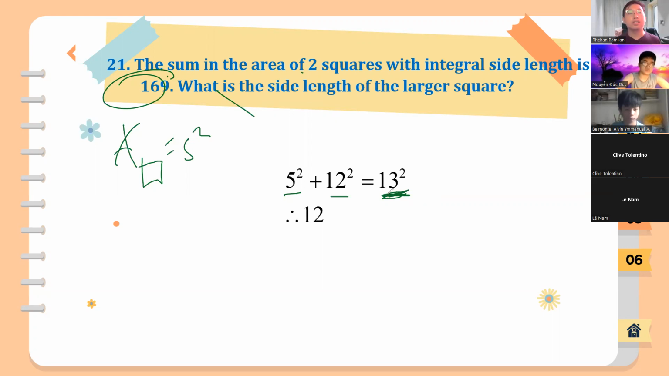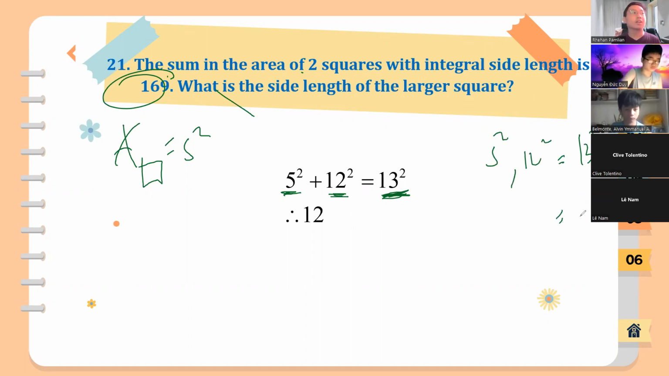So this is like the Pythagorean theorem in the form of squares, right? So we just need to get the Pythagorean pairs. The Pythagorean pairs here for 13 squared, which is 169, are 5 and 12. There's no other way, guys, to solve this one but to familiarize yourself with the Pythagorean pairs, the perfect pairs. So for 13 squared, that is going to be 5 squared and 12 squared.